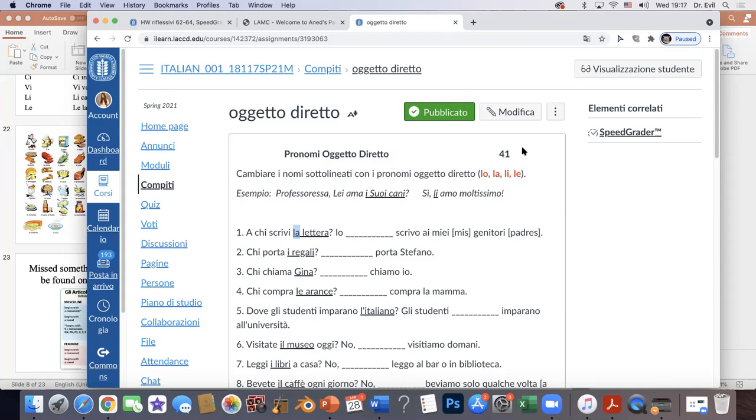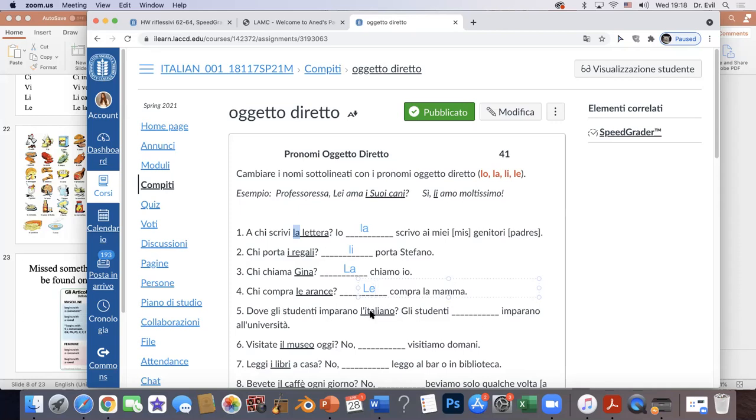So in many cases, this tells you, la scrivo. Let's see, I can't really write in here, but I can annotate. So it'll be la scrivo ai miei genitori. Chi porta i regali, right? Look at this, i, and then which one would look like it, right? So li porta Stefano. Chi chiama Gina? La chiamo io, right? She's feminine, to her. Chi compra le arance? Le compra la mamma, buys them. In Spanish, it will be las compra, right? La llamo yo, los trae Stefano, right?